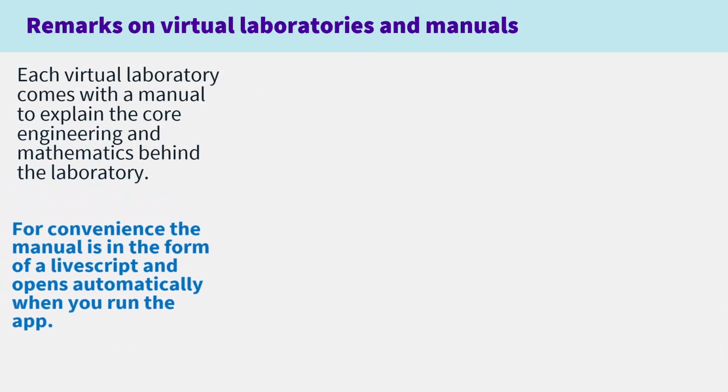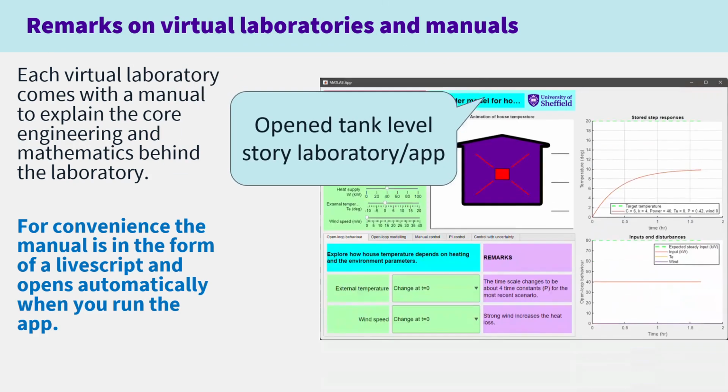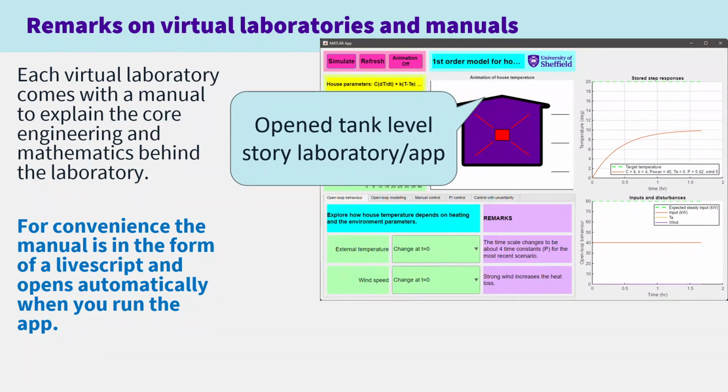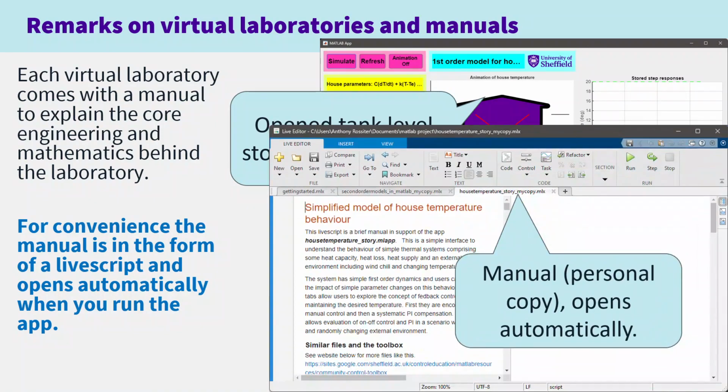So some remarks. Each virtual laboratory comes with a manual to explain the core engineering and mathematics behind the laboratory. For convenience, this manual is in the form of a live script and it will open automatically when you run the app. So here, if I run this app, tank level, then automatically what will happen is the manual will open. So you don't have to go and look for it separately. Just run the virtual lab and the manual will open and it's there for you. Again, you'll see it's got this my copy in the end of the file name.